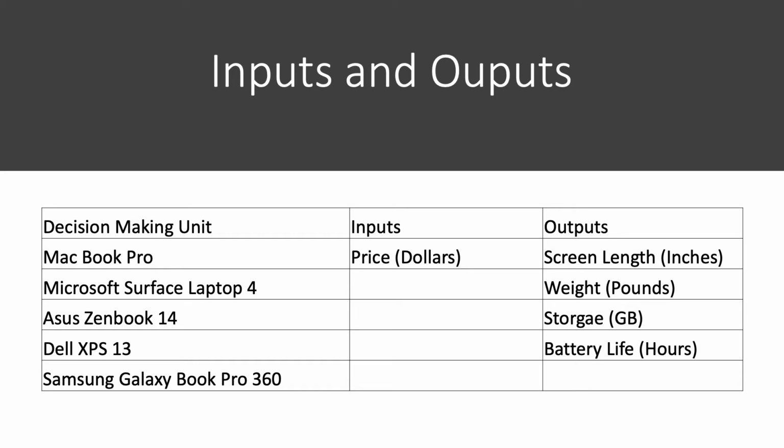My inputs were the price in dollars of these laptops. That means when you go to buy a laptop, that's how much it will cost you. For the outputs, I chose to use screen length in inches, weight in pounds, storage in gigabytes, and battery life in hours. I thought those were the 4 most useful outputs to keep in mind when you buy a laptop.